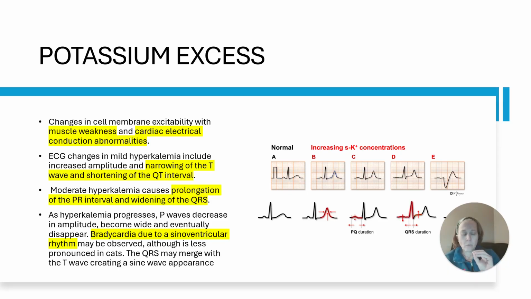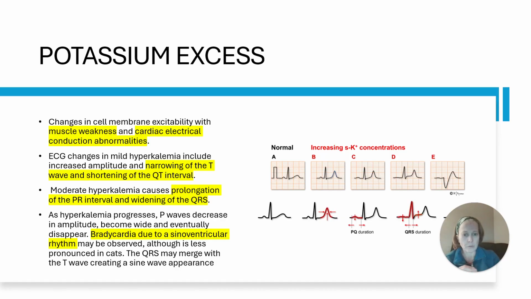So, what happens with excess potassium is, think about the membrane potential of your muscle cells and of your nerve cells. The heart has nerve. The heart muscle and the skeletal muscle both have potassium and calcium and muscle and nerve that is critically important to their function. But with elevated potassium, you tend to get muscle weakness and electrical conductance abnormalities in the heart. So we tend to see really specific changes in the EKG readings.